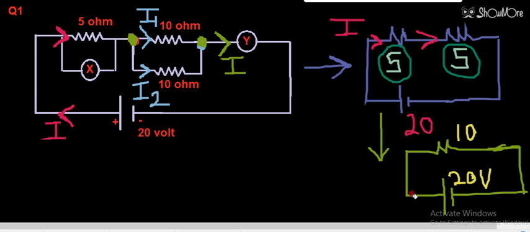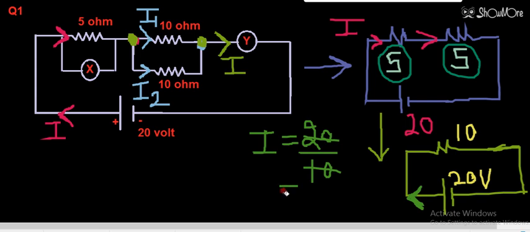Now you can find the total current which is coming from the battery, students. We can write it as I. I will be equal to total battery voltage, that is 20, divided by total effective resistance, obviously you can see the resistance is 10. So 20 by 10, 2 ampere is the amount of current which is flowing from the battery. You can note down this step.